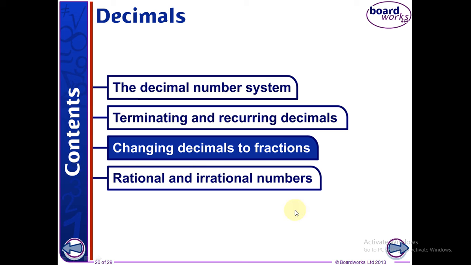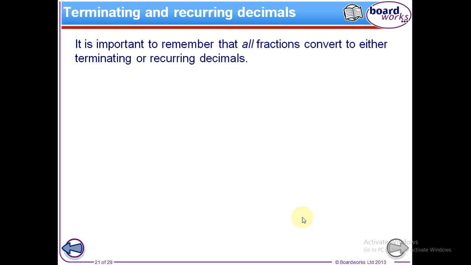So changing decimal to fraction now. Guys, this is where we are going. It is important to remember that all fractions convert to either terminating or recurring decimals. Guys, let me recall that again. It is very, very important to remember that all fractions convert to either terminating or recurring decimals. I already taught you how to determine if a given fraction converts to terminating or recurring. If the denominator is divisible by 3, it is recurring. If it is divisible by either 2 or 5, then it is terminating.